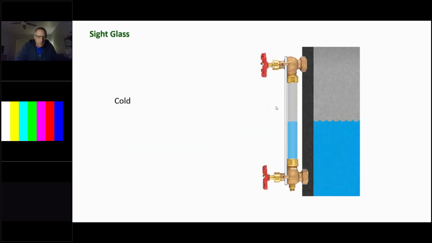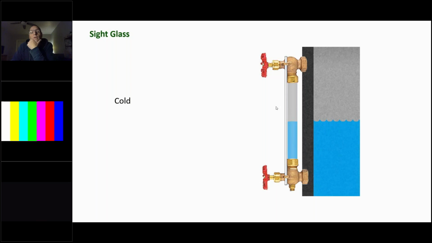Okay, so those were three types of the steam vents that you'll normally encounter. So back at the beginning, we were going through all the different definitions of what you've got there. We come to the sight glass, which is installed on every steam boiler. Every steam boiler you encounter will have a sight glass.